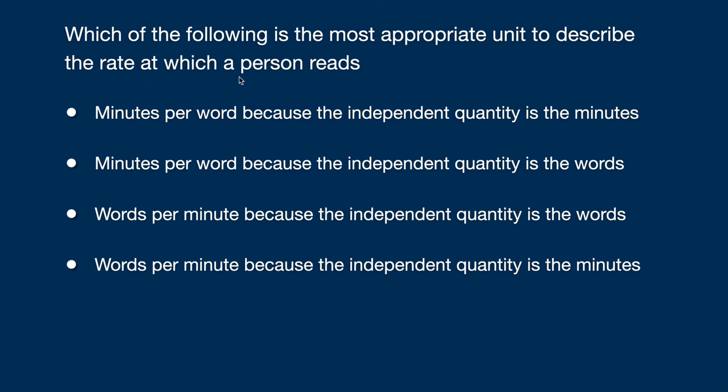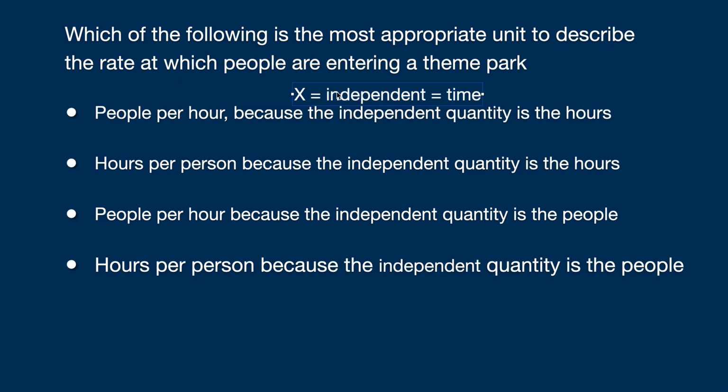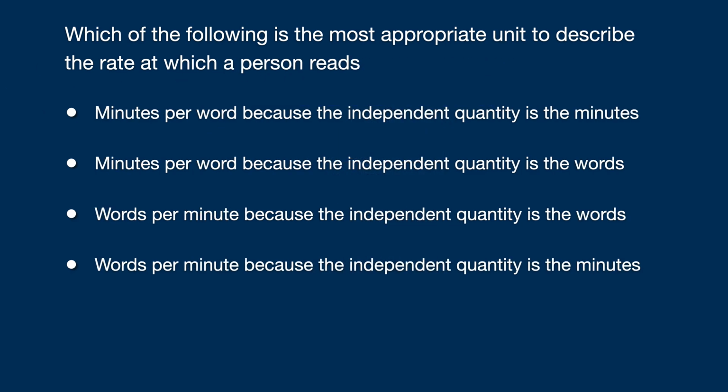And then last one, which of the following is the most appropriate to describe the rate at which a person reads? Minutes per word, because the independent quantity is the minutes. Remember, x equals the independent variable, and it also equals time. So minutes per word, that doesn't make any sense. We're going to eliminate minutes per word. Words per minute is the best way to measure the rate at which a person reads.